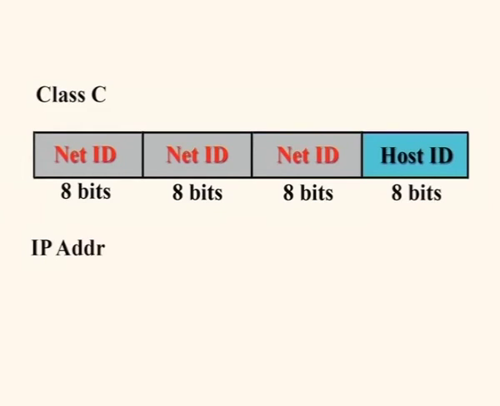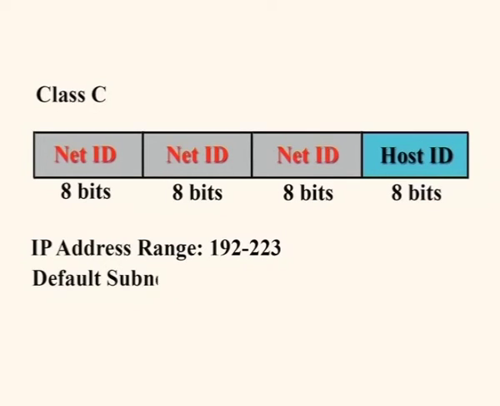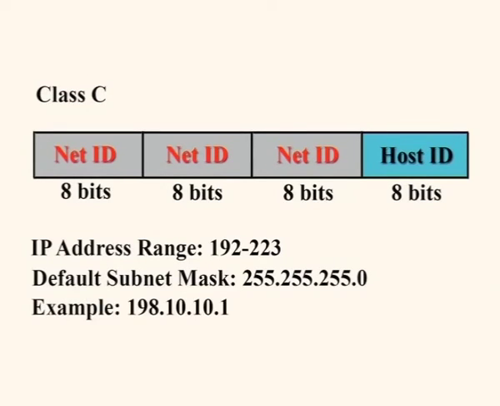Class C. The range of class C is 192 to 223. The left 3 octets are used for the net ID and the other octet is used for host ID. The default subnet mask for class C is 255.255.255.0. So if an IP address has a decimal range of 192 to 223, it belongs to class C. For example, 192.10.12.132 or 221.34.38.140. These are examples of class C IP addresses.